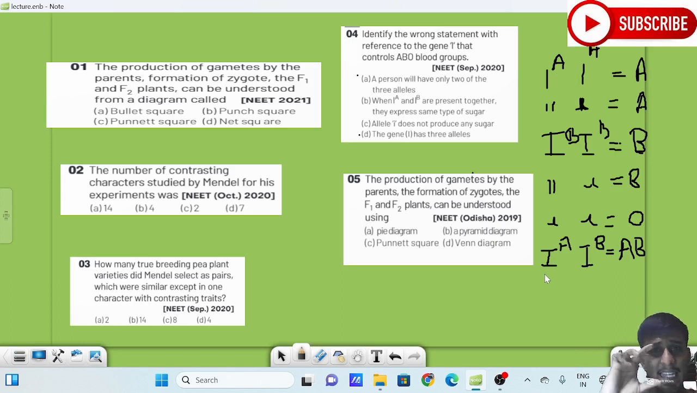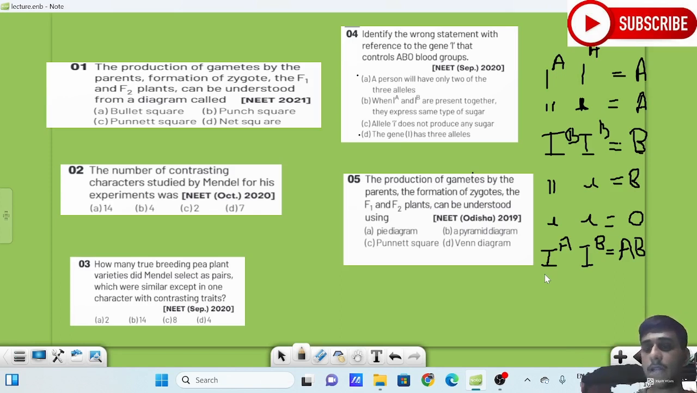At the end of the oligosaccharide, if N-acetyl galactosamine is present, it will be A blood group. If at the end portion of the oligosaccharide, in place of N-acetyl galactosamine, galactose is present, then it will be B blood group. What happens if both are present at the end? Then it will be AB blood group. If no monosaccharide, no sugar, is present at the end of the oligosaccharide, then it is O blood group.